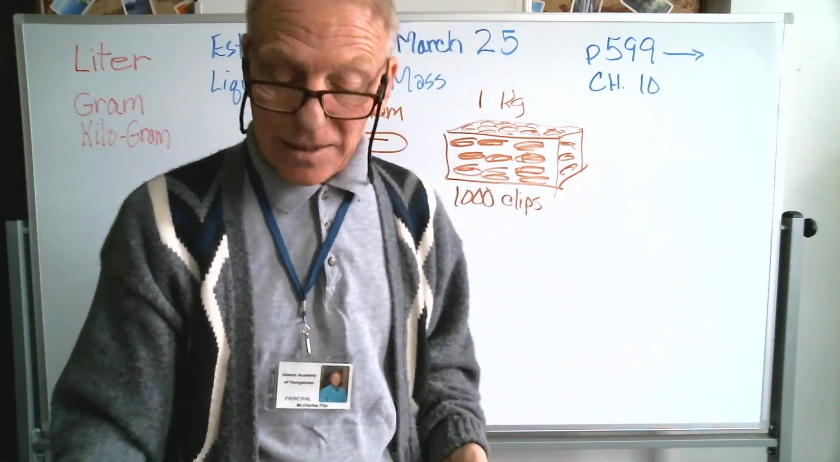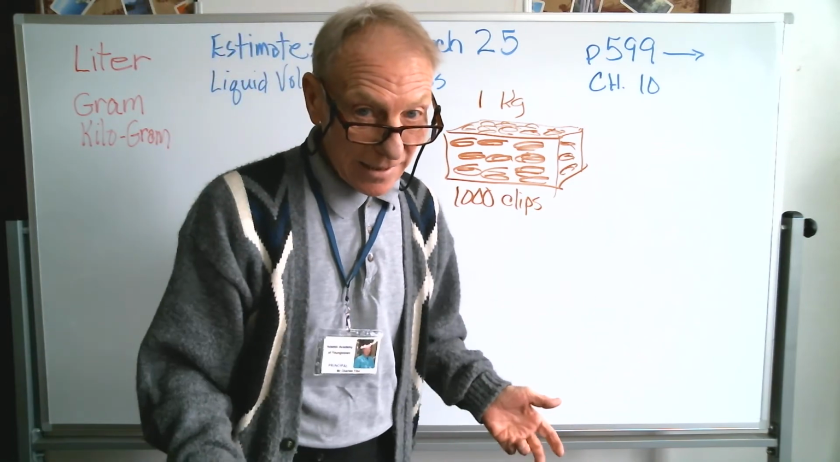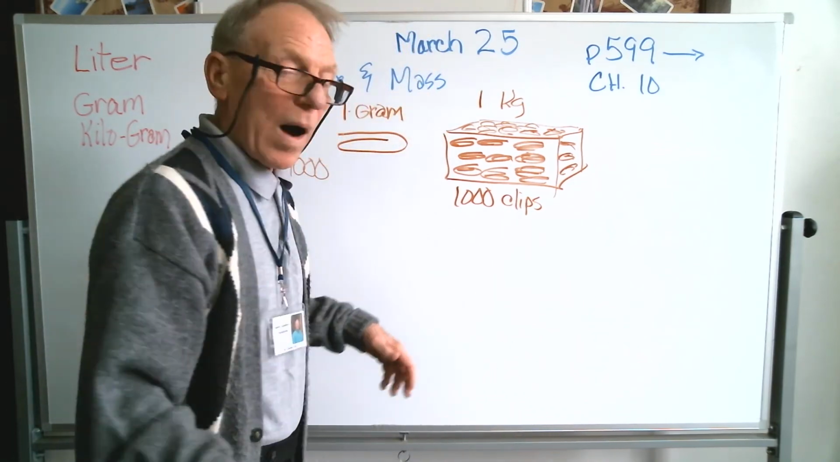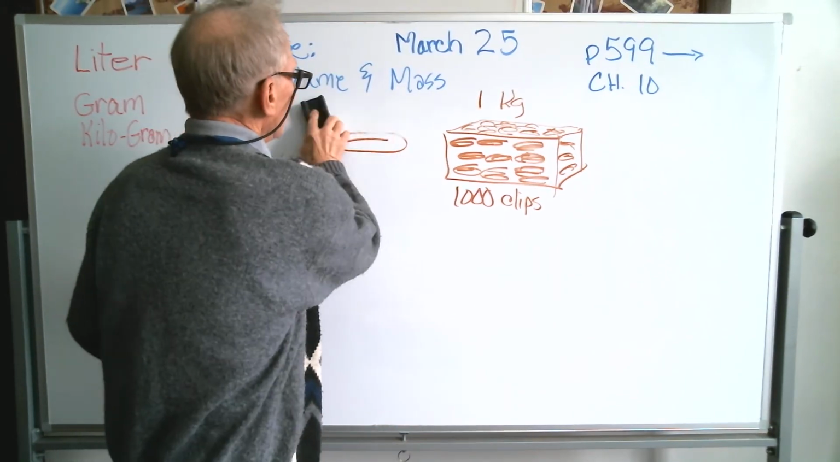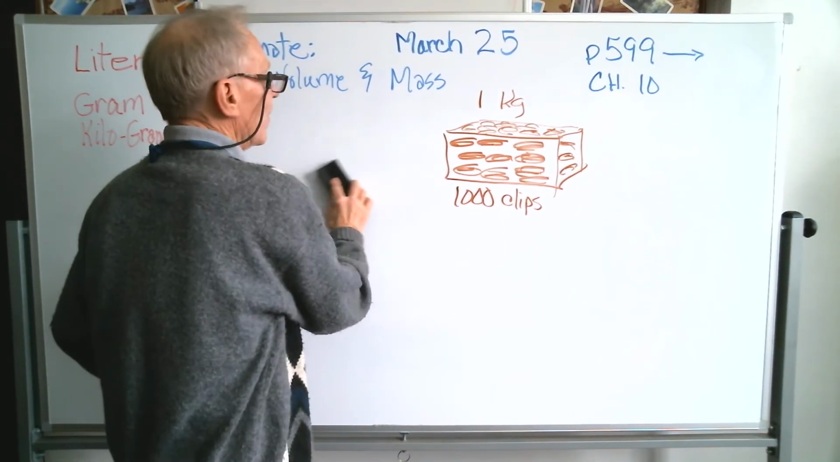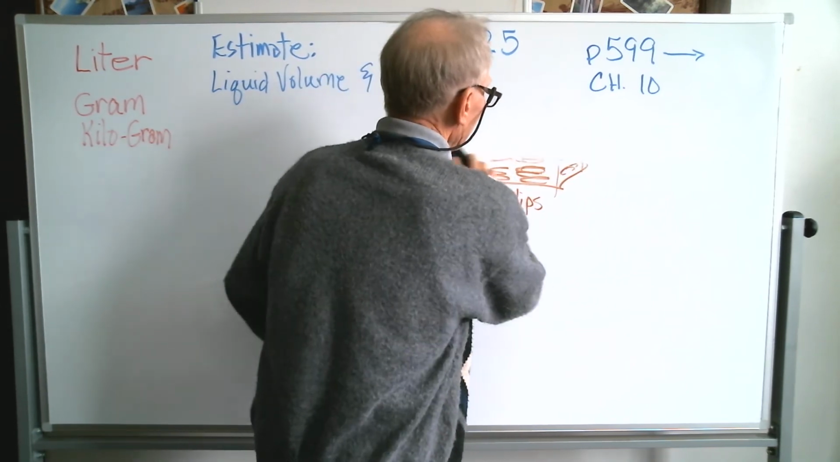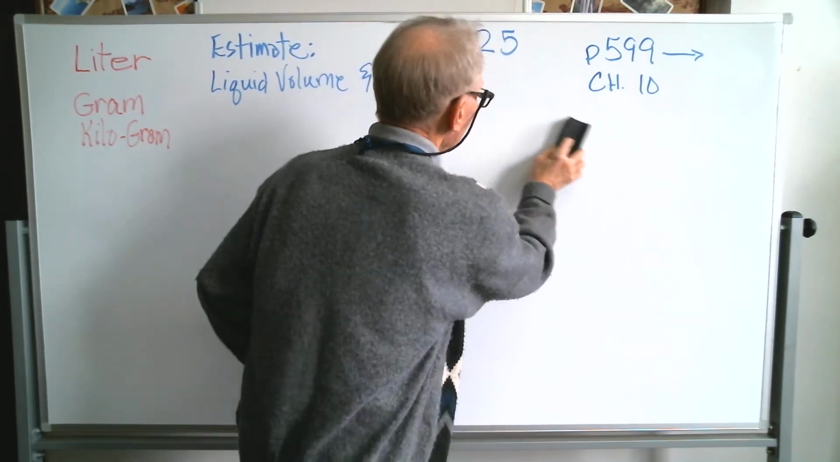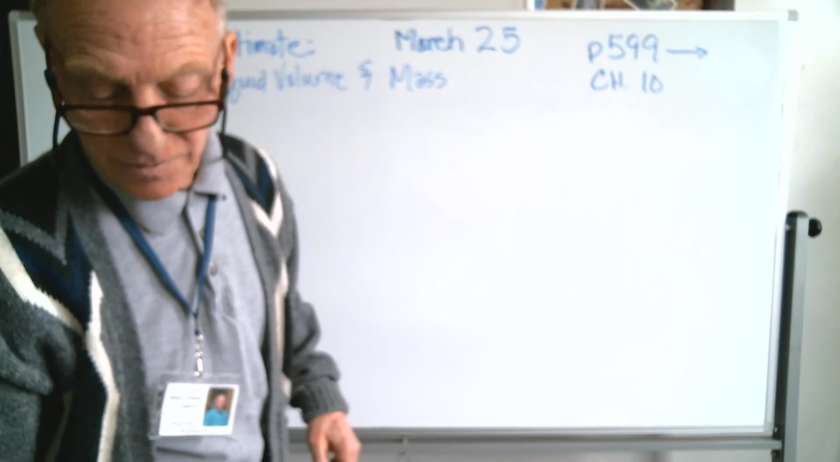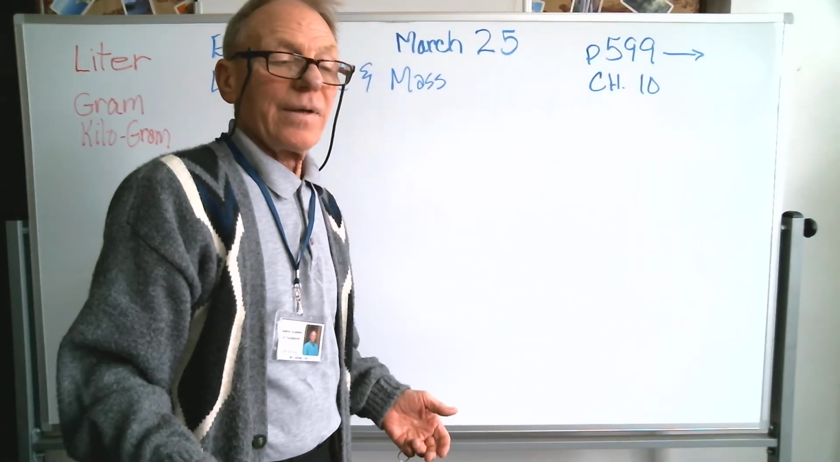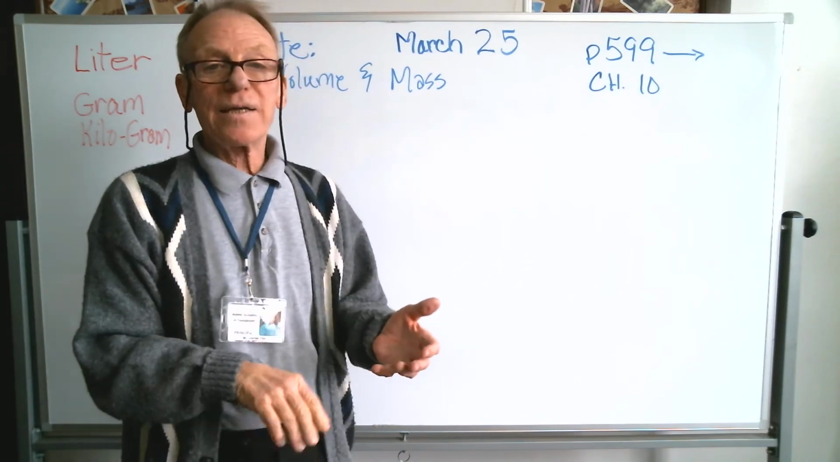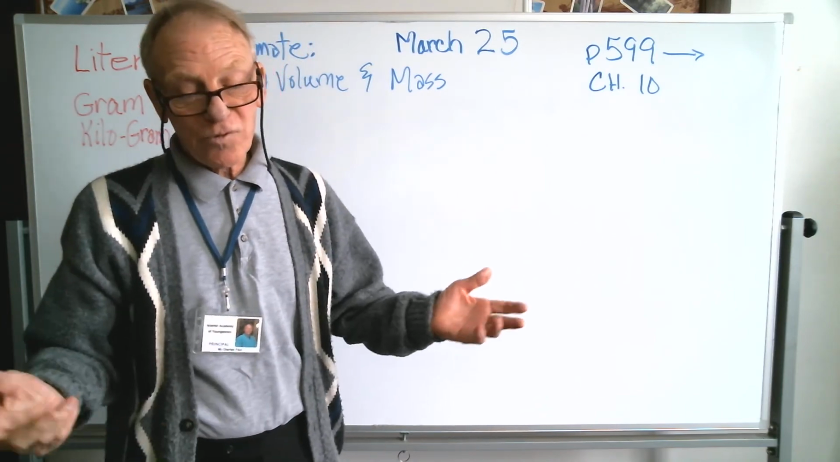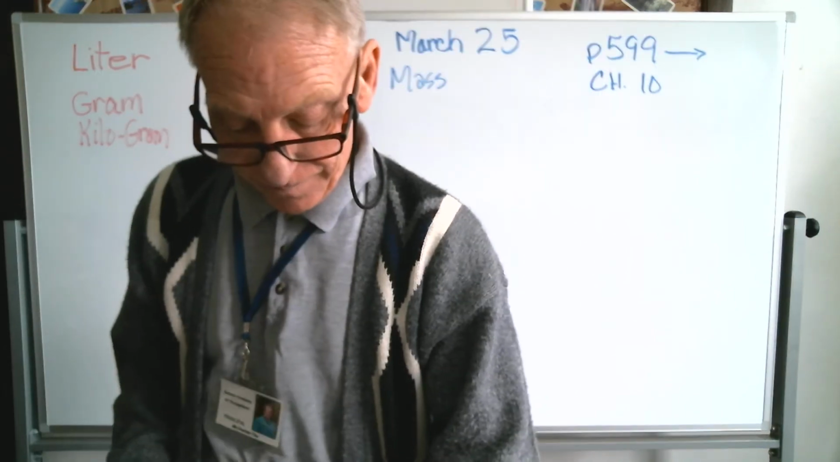The nice thing about metric is everything's in multiples of 10. Why we didn't ever adopt that system in our country, I don't know. It really is a lot easier. Don't let the fact that it's metric confuse you. It's just base 10. Everything goes by tens, hundreds, thousands. So it's actually pretty easy.